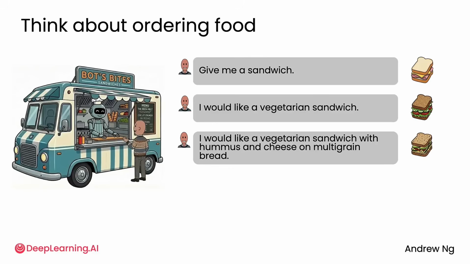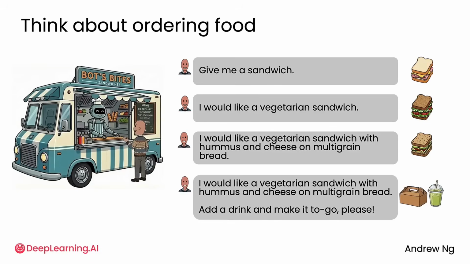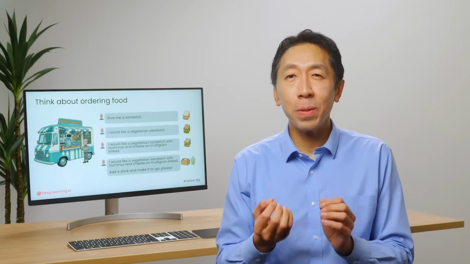Or if you say, I'd like a vegetarian sandwich with hummus and cheese and multigrain bread, then that specific instruction really means what you get back becomes much more predictable. Or if you say, I'd like such and such vegetarian sandwich and add a drink and make it to go, please, then it becomes much more predictable what the food truck will give you back. At a food truck, by being specific with what you ask for, you're more likely to get what you want. And so too it is with prompting AI. By writing more specific prompts, you're more likely to get exactly what you want.